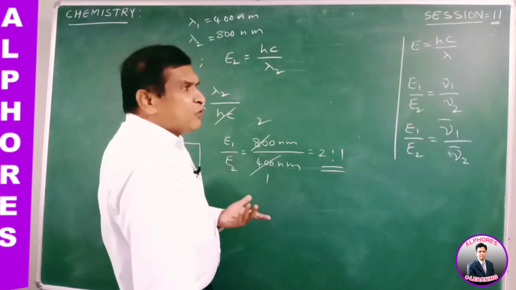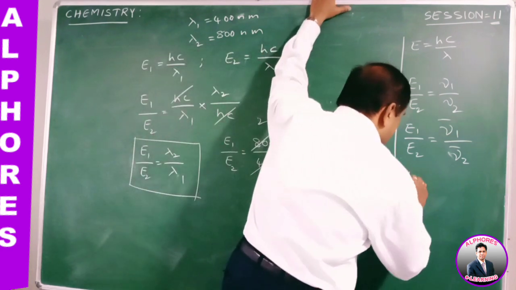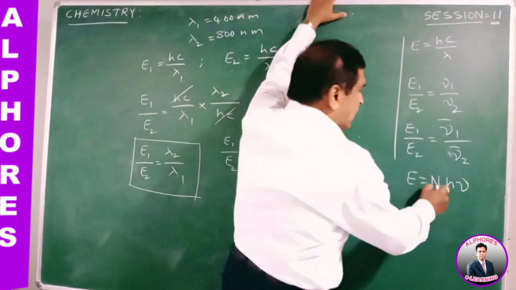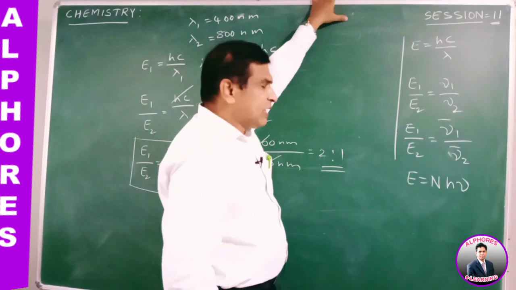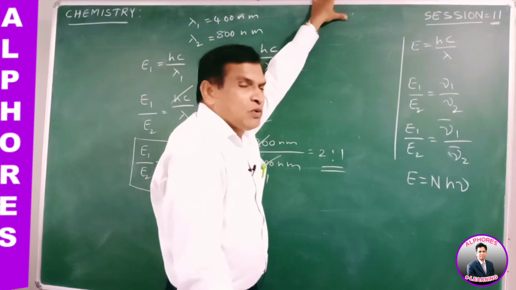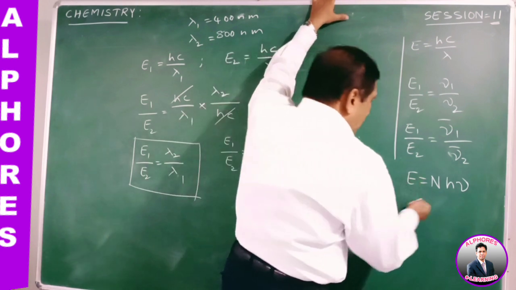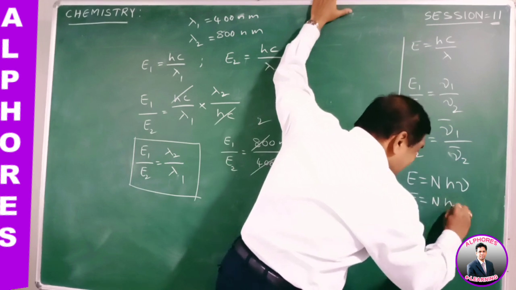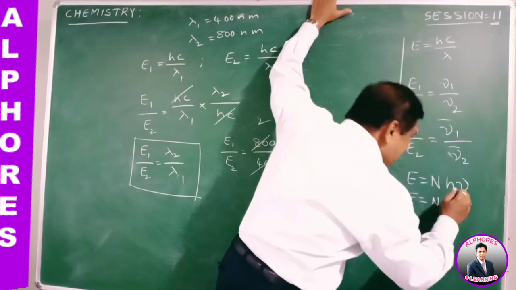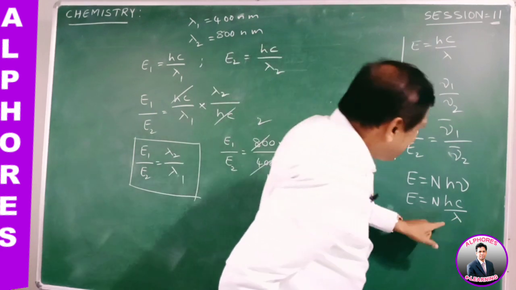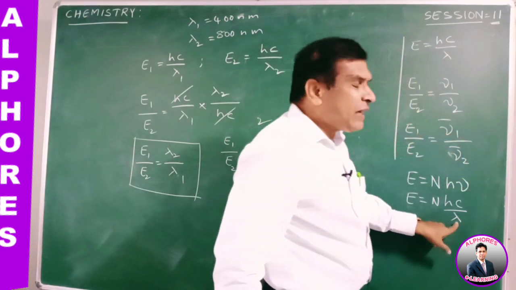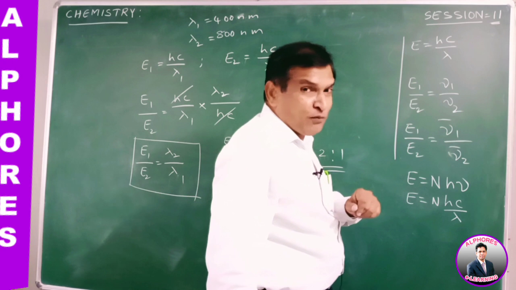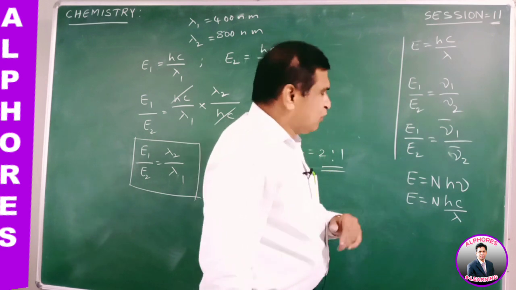And the number of photons, we already had the discussion about it. E is equal to N h nu, where N is the number of photons, h is the Planck's constant, and nu is the frequency of the light. We can also write E is equal to N h c by lambda, because nu is equal to c by lambda. These are the two constants, and when lambda and energy are available, we can calculate the number of photons using this.